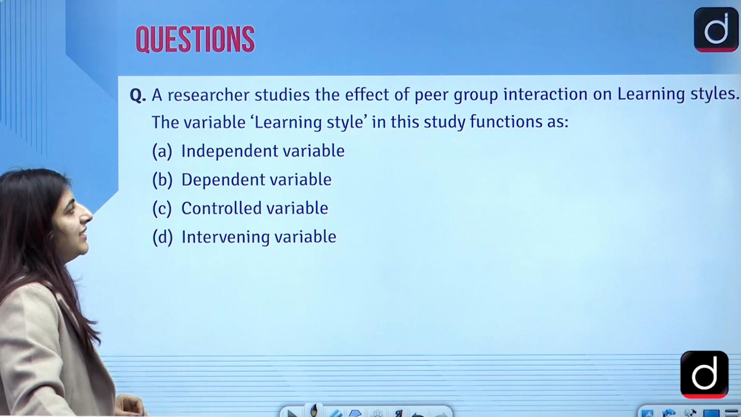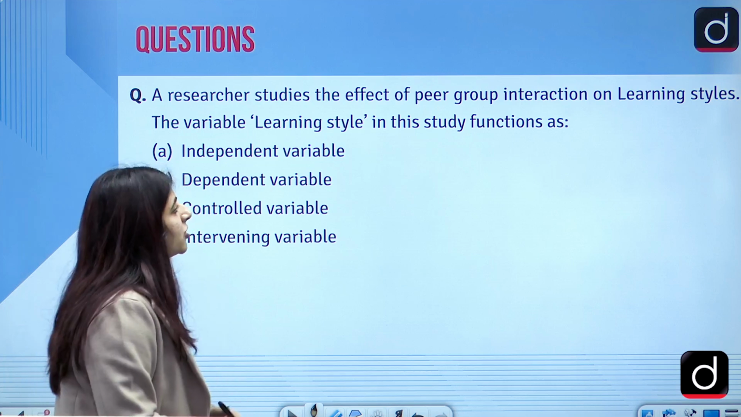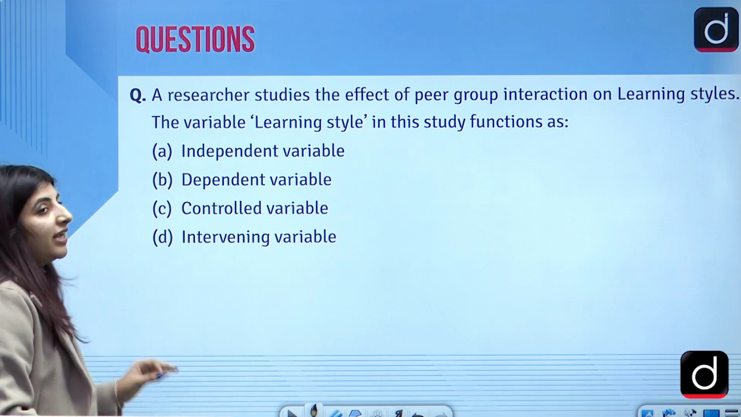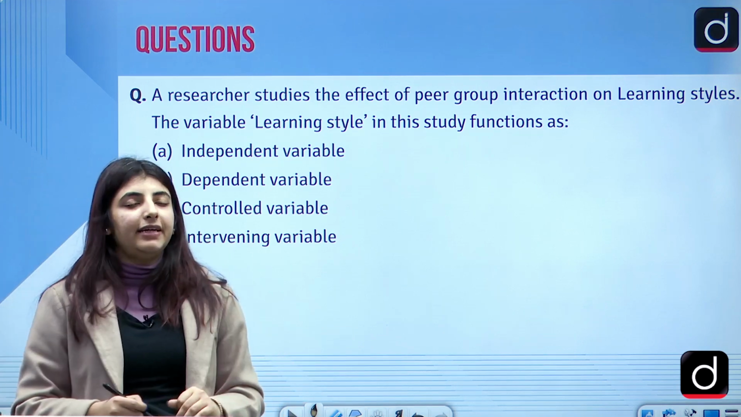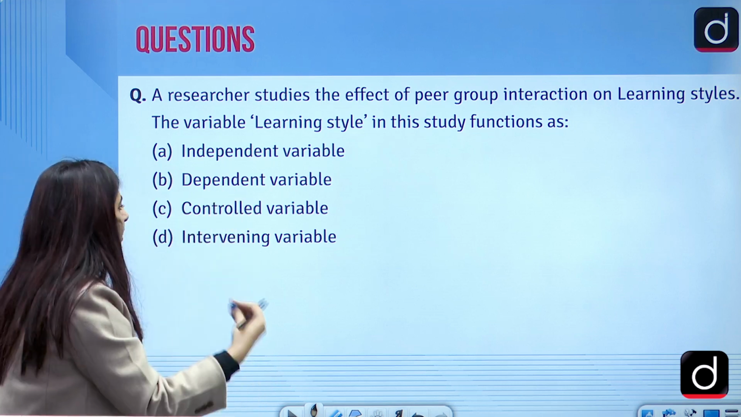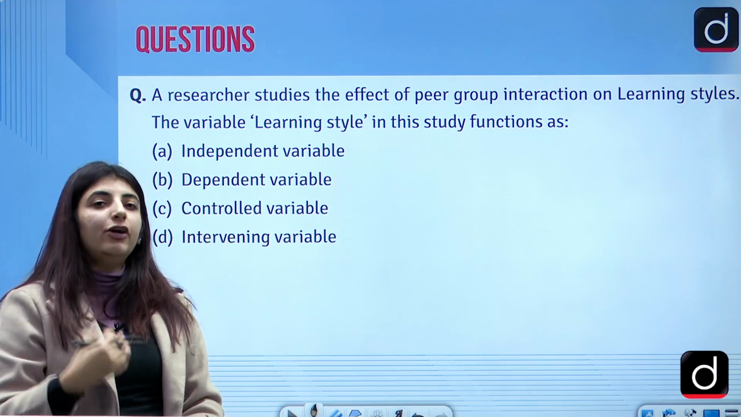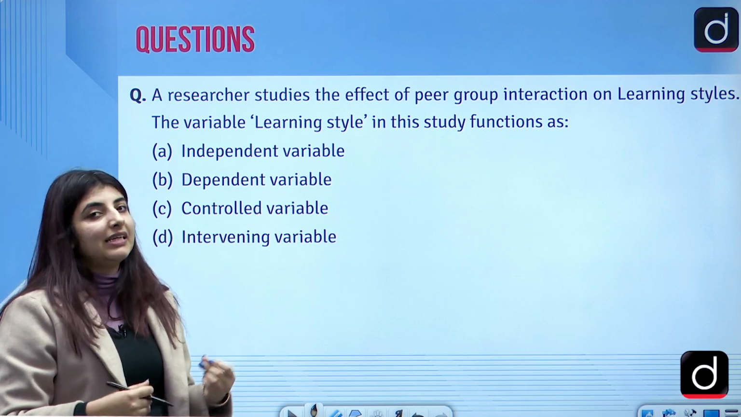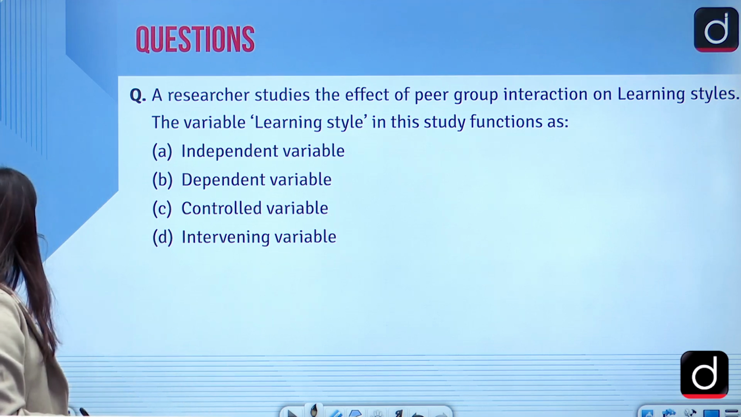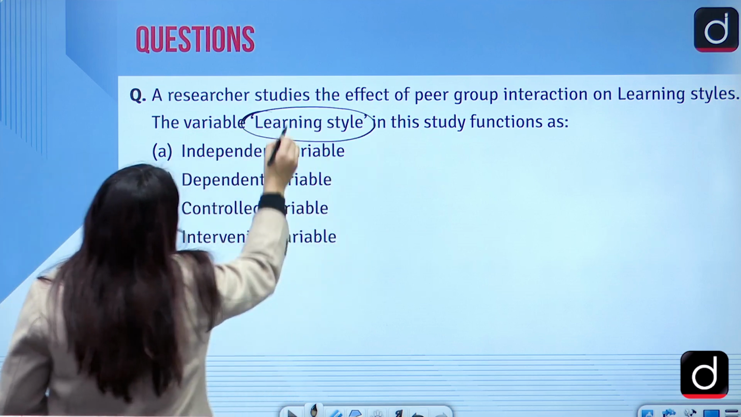A researcher studies the effect of peer group interaction, that is the friends or the people we have near us in our schools, etc. Peer group interaction on learning styles. The variable, which is learning style, in this study functions as which kind of variable? Is it independent, dependent, controlled, or intervening variable? Pause the video, think of an answer, and look where the answer lies in the question itself, right? The answer we have here is option B, which is the dependent variable.